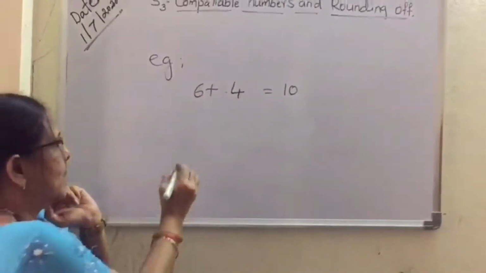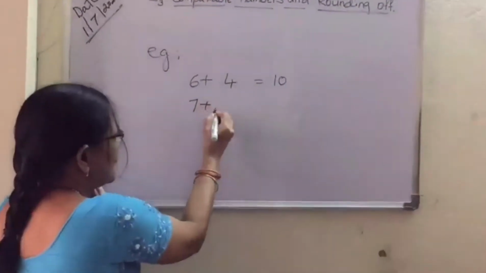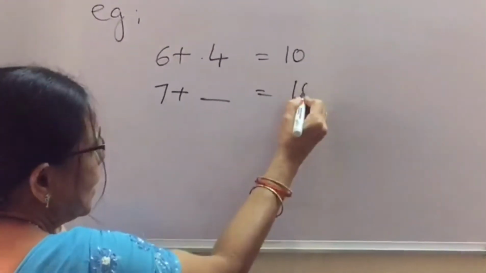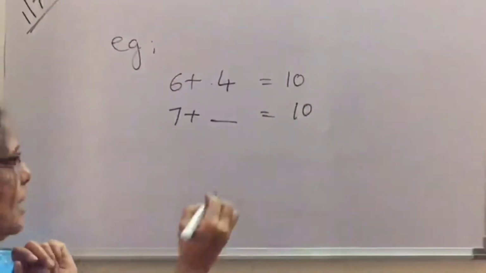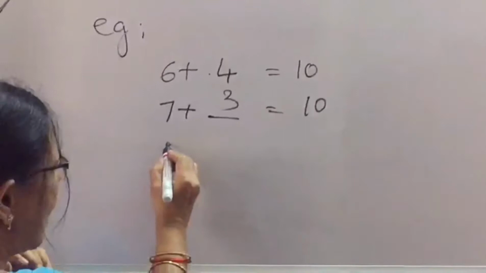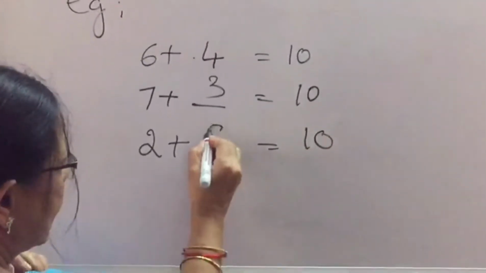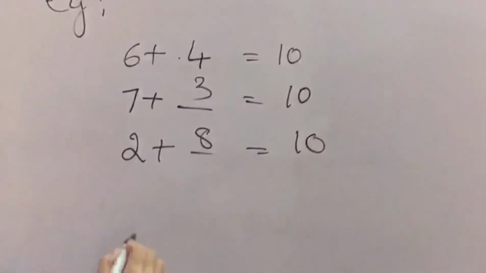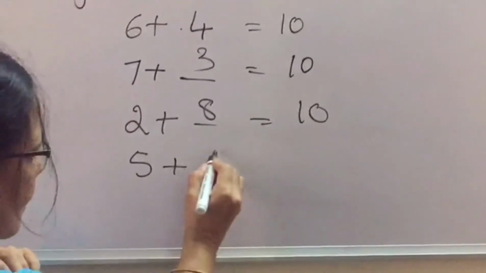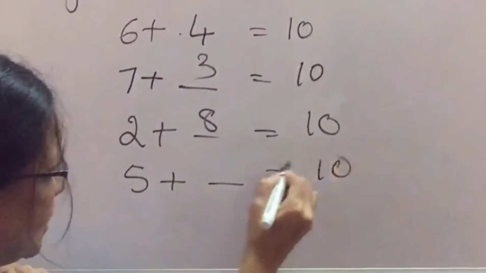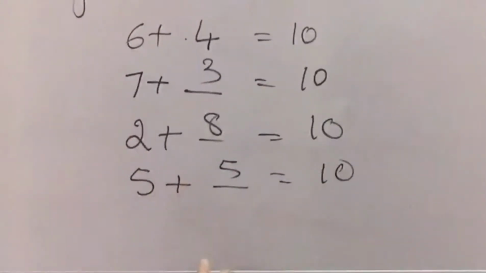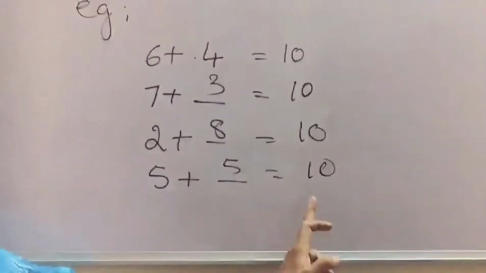See, next another example I will take. 7 plus dash. How many do I need here, children? 3. Suppose I have 2 here. How many do I need? 8. Okay. Suppose I have 5. How many do I need? 5. 5 plus 5 is 10.